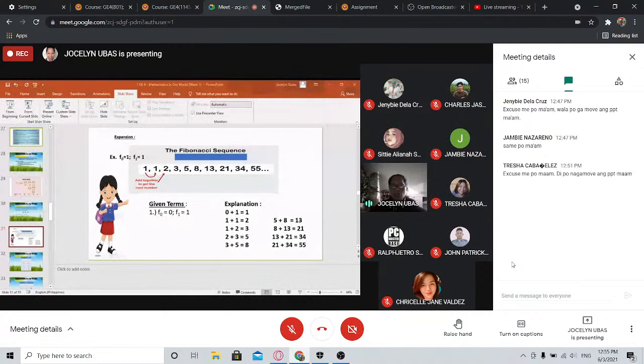The fourth is 2 plus 1, you got 3. 3 plus 2, you got 5. 5 plus 3, you got 8. 8 plus 5, you got 13. 13 plus 8, you got 21. 21 plus 13, you got 34. And 34 plus 21, you got 55. So the 10th Fibonacci number is equal to 55.